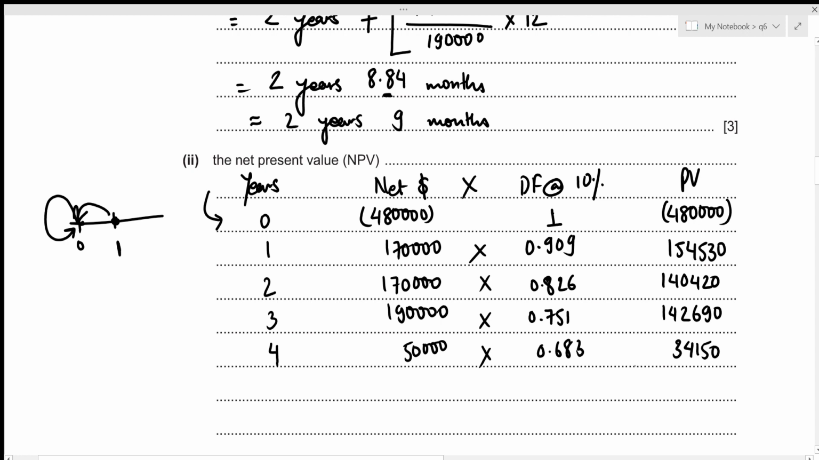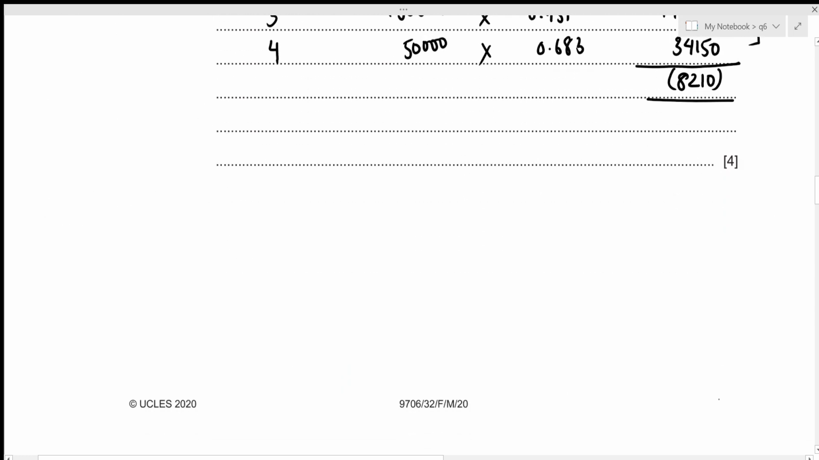Now, by adding these present values, we figure out the total net present value, right? That's the sum of these 5 amounts, minus 480,000 plus 154,530 plus 140,420 plus 142,690 plus 34,150, which results in the negative value of 8,210. All right, this concludes our net present value. Now we can move towards the third one.